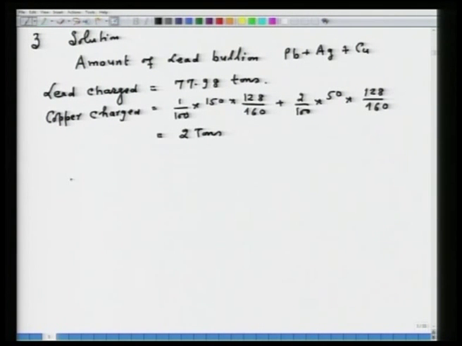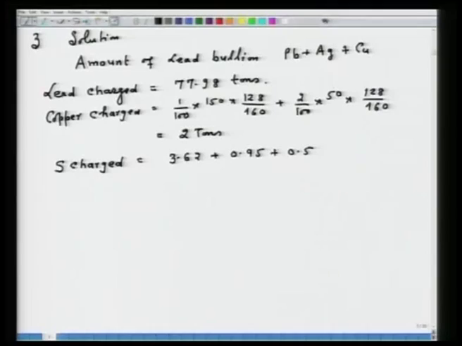Now, you have to see sulphur charged. Again you have to make some calculations. Sulphur charge will be 3.62 plus 0.95 plus 0.5. I omitted some steps; I think they are very easy and you can come to this figure. You have to consider all sources from where sulphur is entering. So that is equal to 5.07 tons. That is how much sulphur is charged. Now, you have to calculate iron charged.